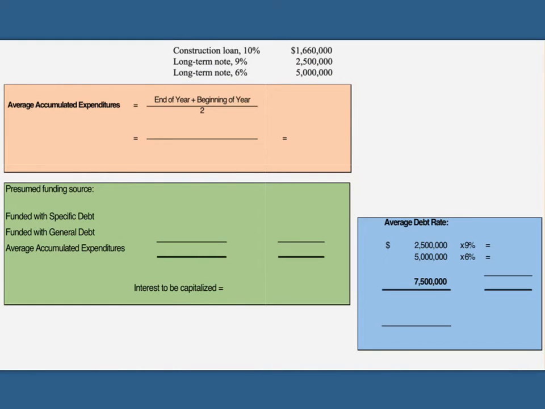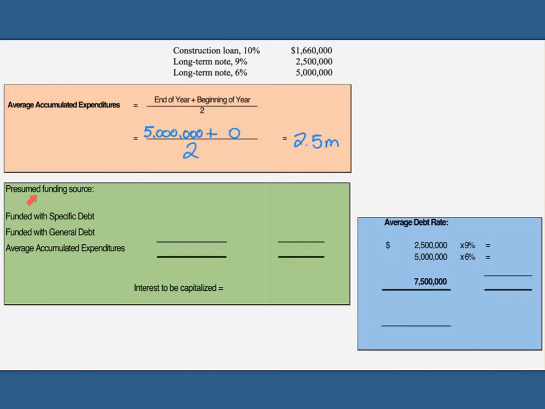So the first thing we have to do with the specific interest method is figure out what our average accumulated expenditures were. And that formula is going to be our end of year expenditures plus our beginning of year expenditures totals divided by 2 to get the average. So if you recall from the problem, at the end of the year, we had $5 million of expenditures that were incurred evenly throughout the year. So we'll put $5 million here. And at the beginning of the year, it did not indicate we had any, so that will be 0. We divide by 2 to get the average, and that's going to be $2.5 million for our average accumulated expenditures. So that's what we know we had to cover with our debts throughout the year.